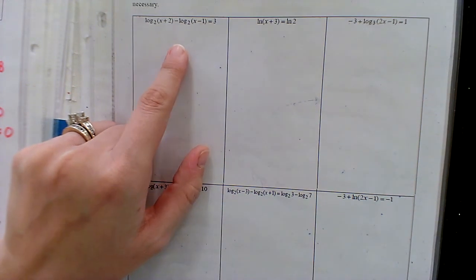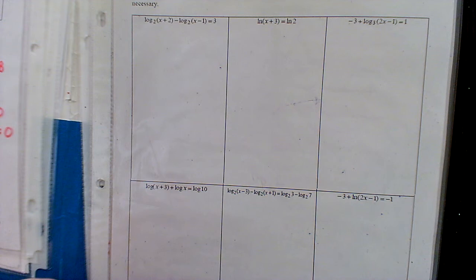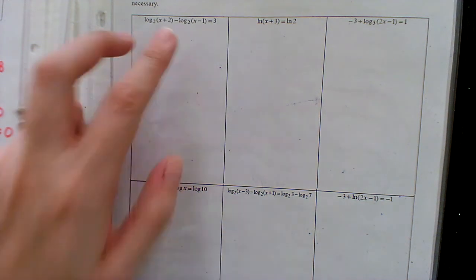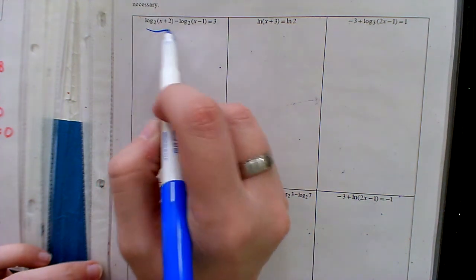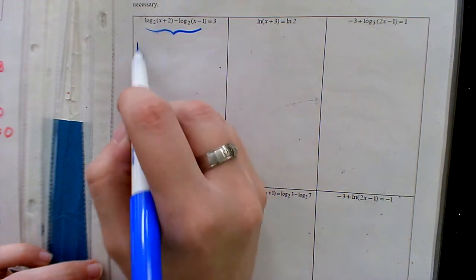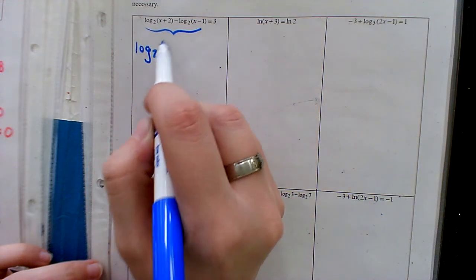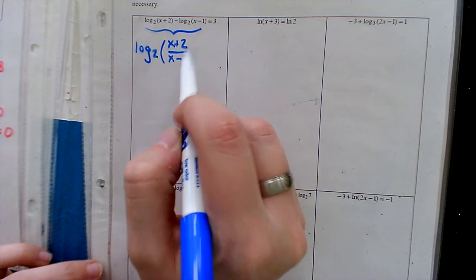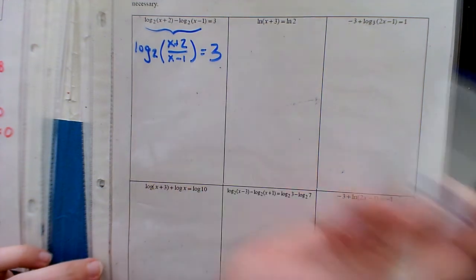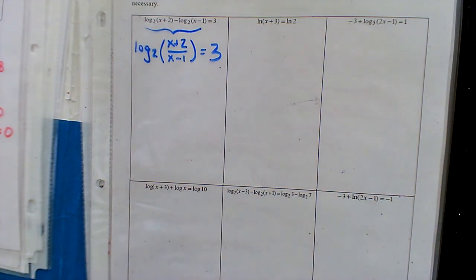Can we utilize a property of a log? If you check out the left-hand side. Which one do you want to use? Division. All right, so log base 2. We're going to divide the arguments, x plus 2 over x minus 1, and it should equal 3.